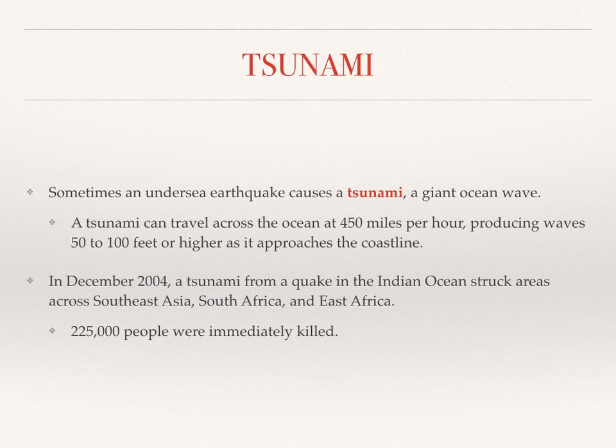Tsunami. Sometimes an earthquake under the ocean causes a tsunami, or a giant ocean wave. A tsunami can travel across the ocean at 450 miles per hour. It can produce giant waves from 50 to 100 feet or even higher, especially as it approaches the coastline. In December 2004, a tsunami from a quake in the Indian Ocean near Indonesia struck areas across Southeast Asia, South Africa, and East Africa. 225,000 people died immediately.